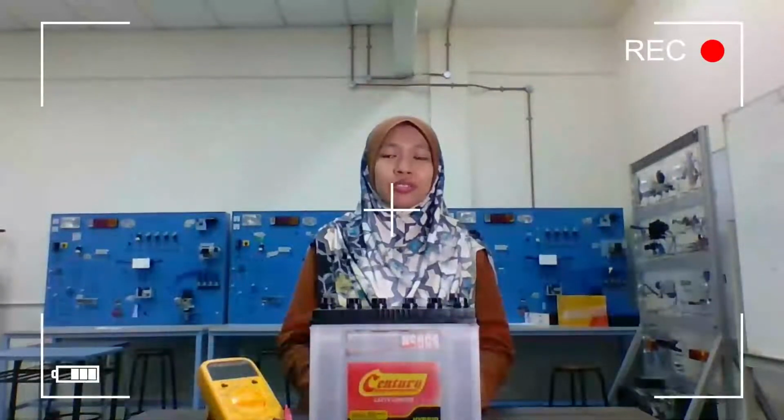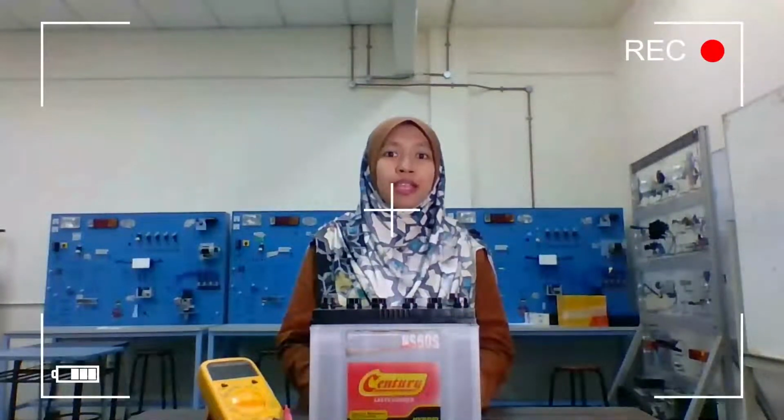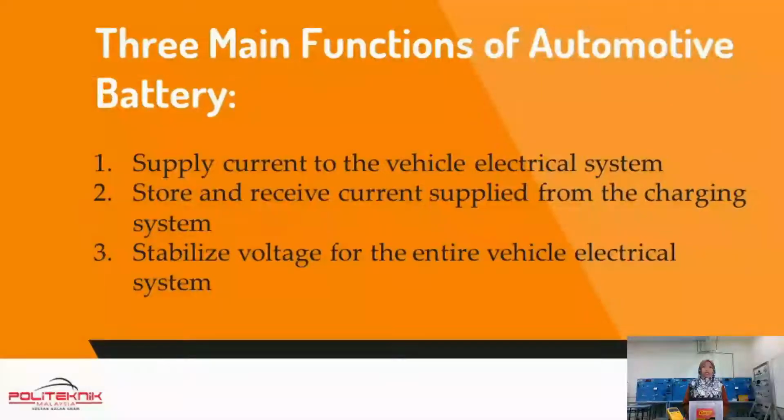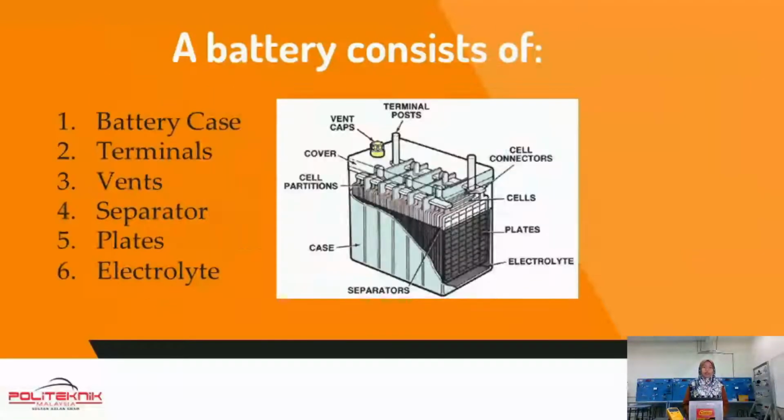From the video, we know that an automotive battery has 3 main functions, which are: supply current to the vehicle electrical system, store and receive current supply from the charging system, and stabilize voltage for the entire vehicle electrical system. The battery consists of several parts such as a battery case, terminals, vent caps, separator, plates, and electrolyte.